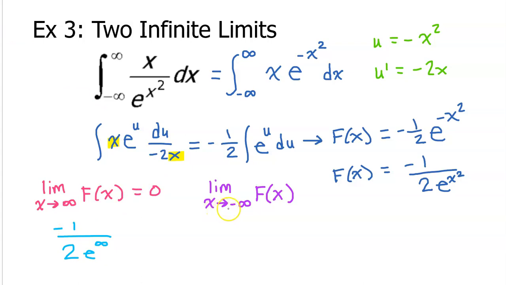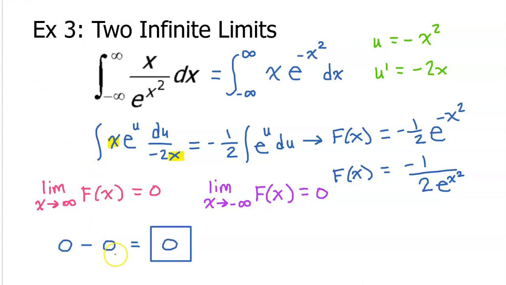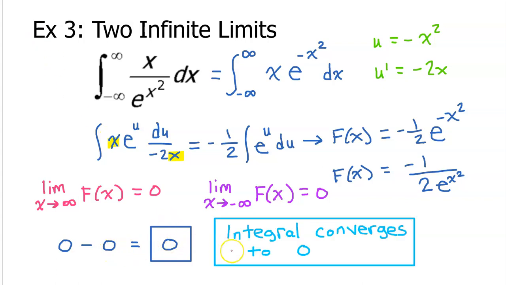What if x is approaching negative infinity? Well, x is being squared, so a negative number will become positive, and we are right back to this. So this limit is also equal to 0. For the final answer, we subtract the upper limit minus the lower limit, and of course 0 minus 0 is 0. Or if we wanted to use our words, we could say the integral converges to 0.